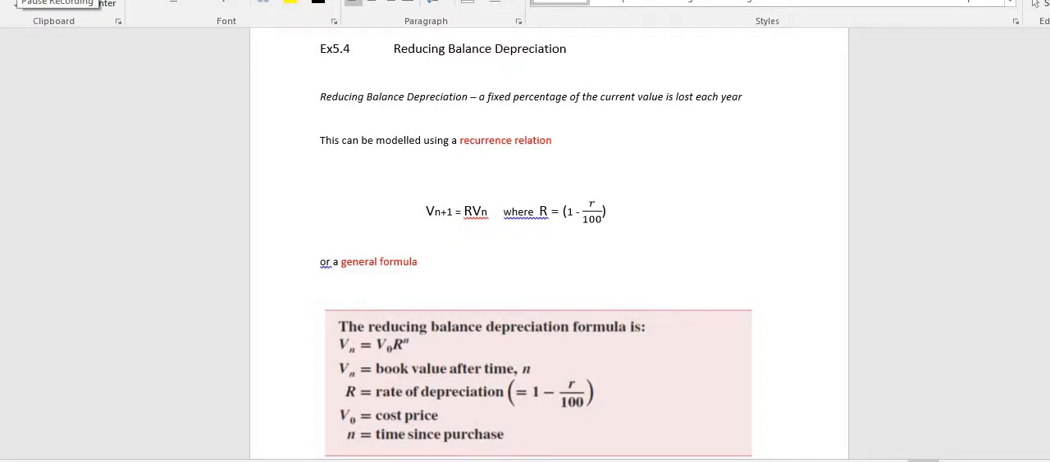Okay, so I'm just going to run through a couple of notes and an example for exercise 5.4, which you can watch over the holidays. So exercise 5.4 is reducing balance depreciation. This first page here is just a couple of notes that you'll need as you're going through. So we just have a definition of reducing balance depreciation. We have how it is modeled using recurrence relation, and then down here how it's modeled using a general formula.